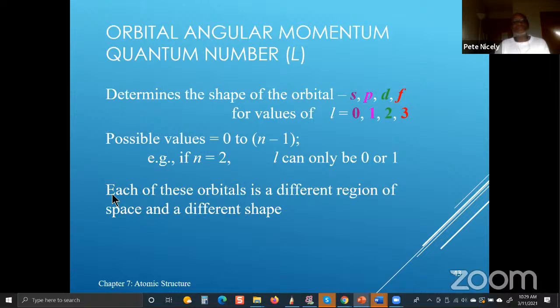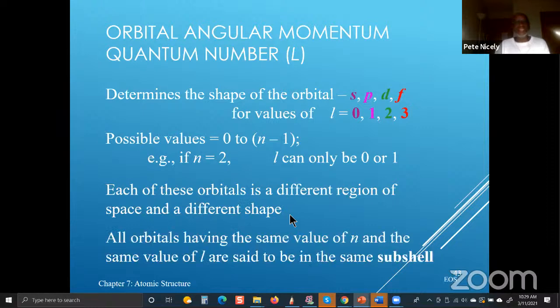Okay, so how do we interpret these designations? Each of these orbitals is in a different region of space and they have different shapes, right? And all orbitals having the same N value and the same L value are said to be in the same subshell. So you hear me refer to subshells, the S subshell, the P subshell, and so on, all right? So these are the subshells that exist within the shells or energy levels, okay?